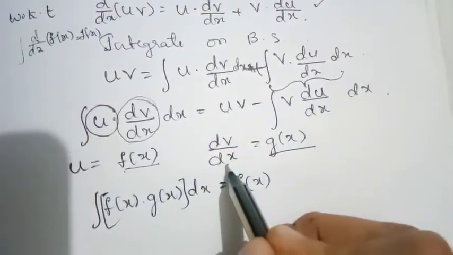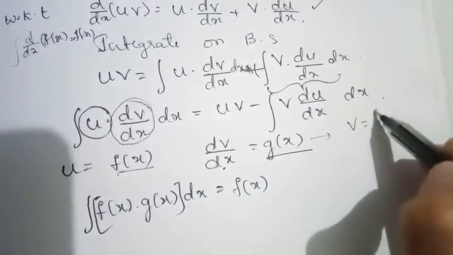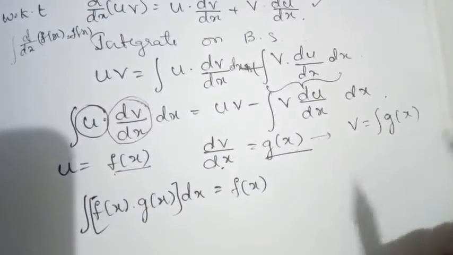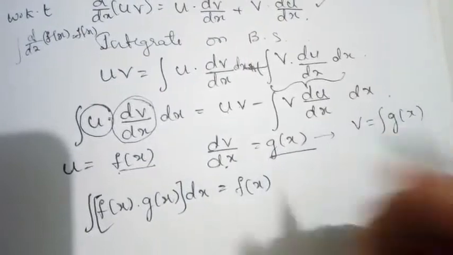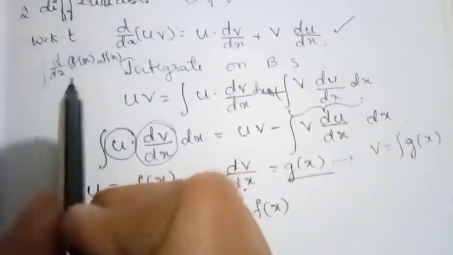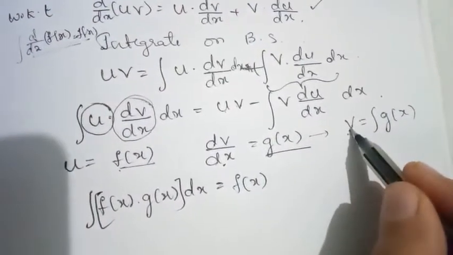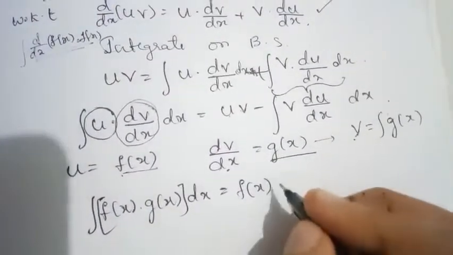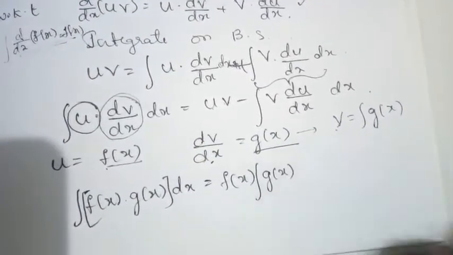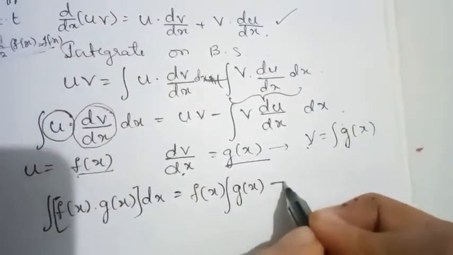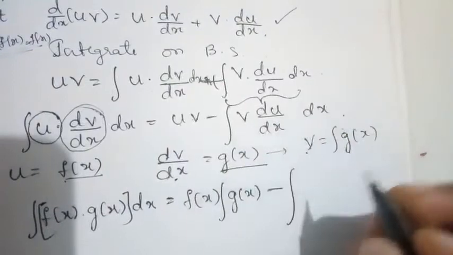To get v, I integrate on both sides, and I get v is equal to integration of g of x, because integration and differentiation of any variable gives that variable or function itself. That is what I said here, so that is applied here. So in place of v, I am writing integral g of x, minus the integration as it is.